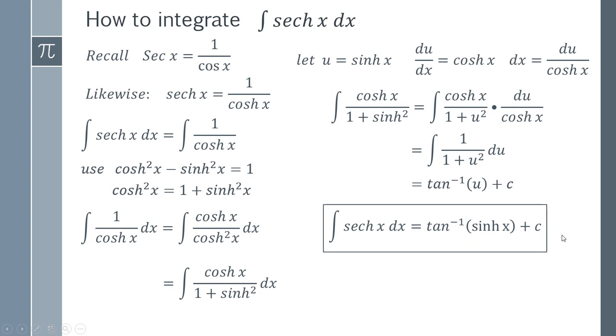This is one possible answer. Alternatively, you can also see the integral written this way. These two are actually identical. There is no difference between those. So you can now integrate your hyperbolic secant function.